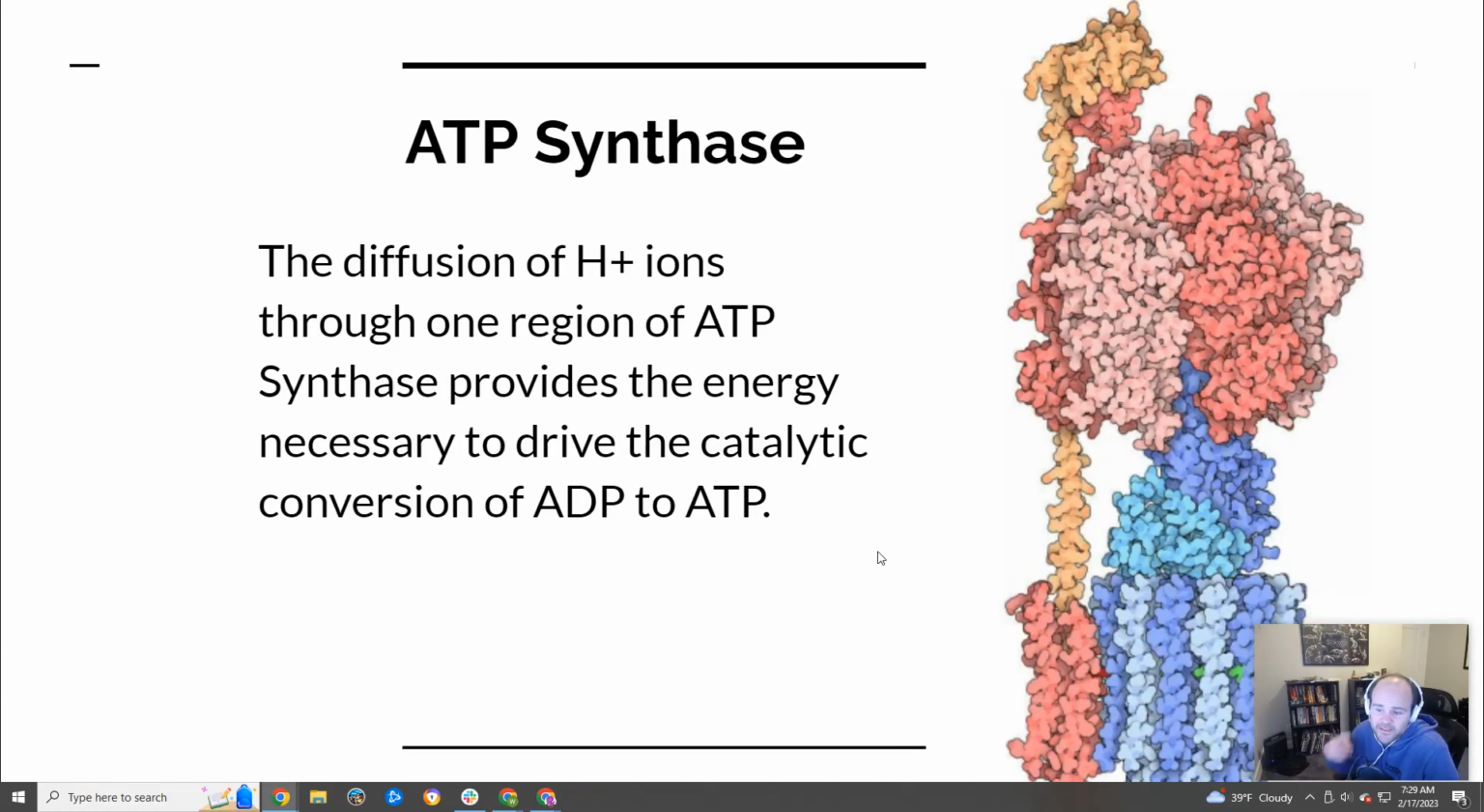ATP synthase, remember that's that rotor protein. So as hydrogen ions are falling through ATP synthase, this is actually going to rotate and catalyze that reaction of ADP into ATP. Really cool engineering made entirely out of amino acids.